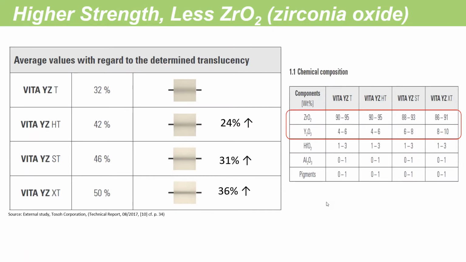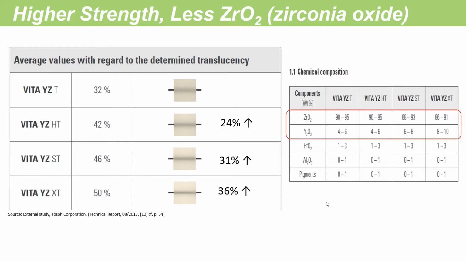Let me talk a little bit about zirconia itself and how it's made up. There are actually two phases of zirconia: a tetragonal phase and a cubic phase. The tetragonal phase is what gives zirconia its strength. It's very hard, it's very strong. The cubic phase is where we get our translucency.